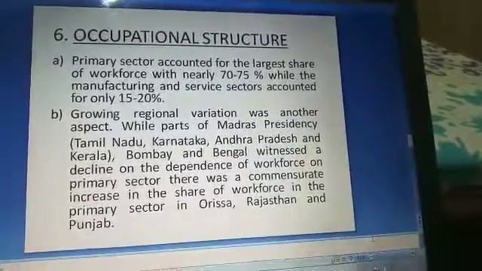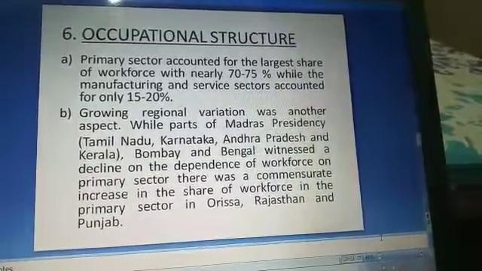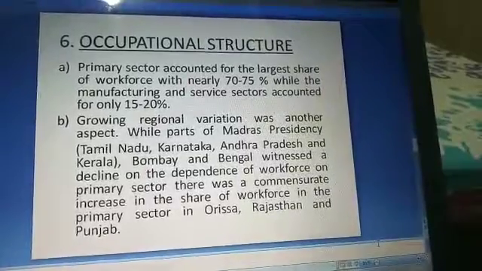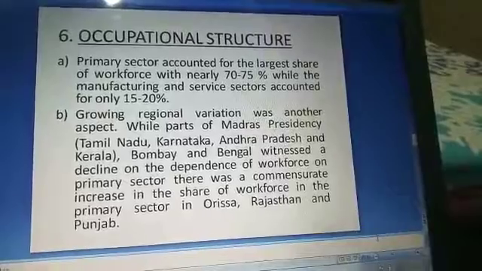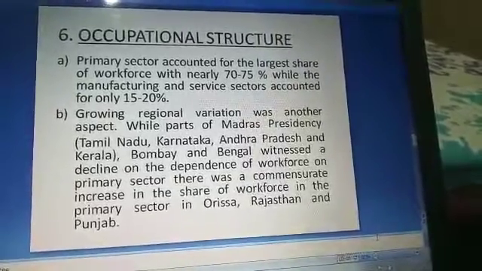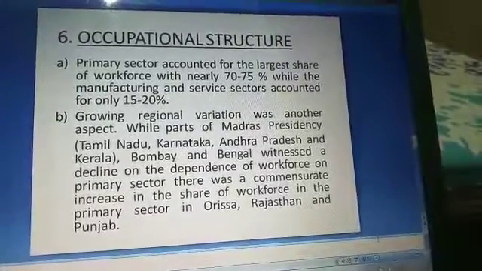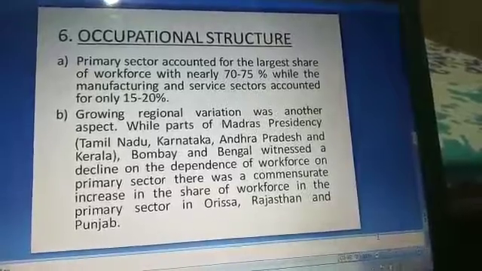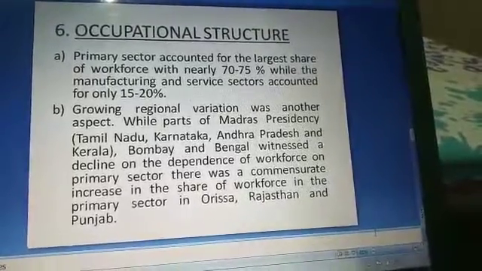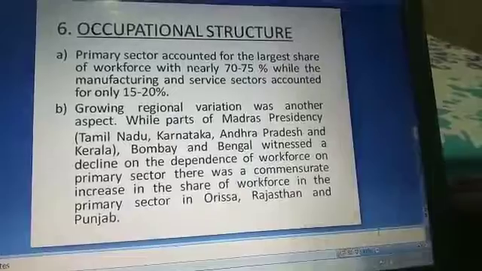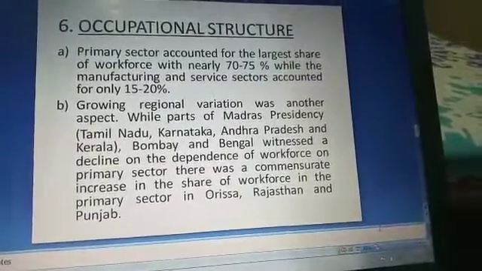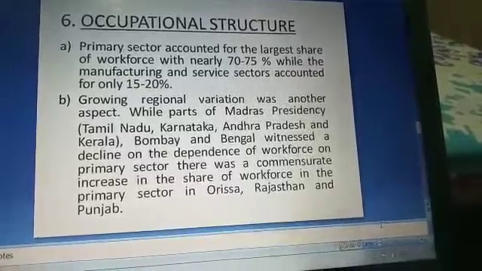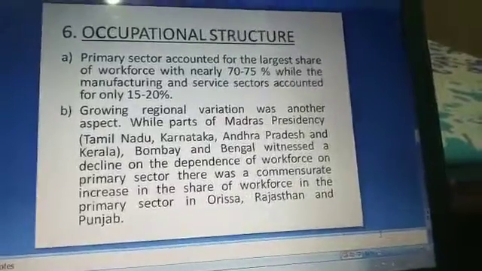And the second point is the growing regional variation. While parts of Madras Presidency, which included the states of Tamil Nadu, Karnataka, Andhra Pradesh, and Kerala, Bombay and Bengal witnessed a decline on the dependence of workforce on the primary sector, there was a commensurate increase in the share of workforce in the primary sector in Orissa, Rajasthan, and Punjab.